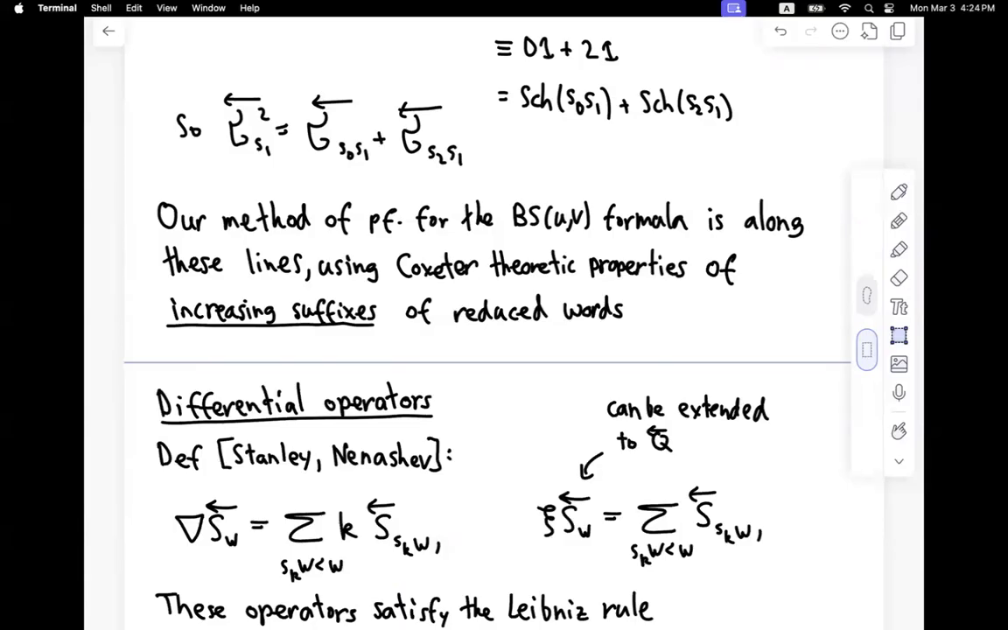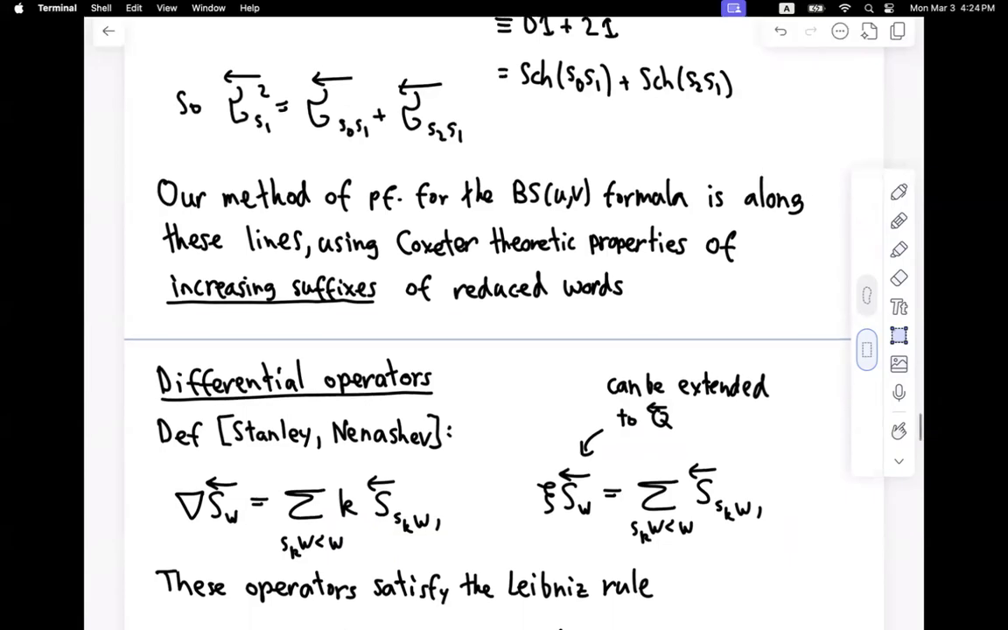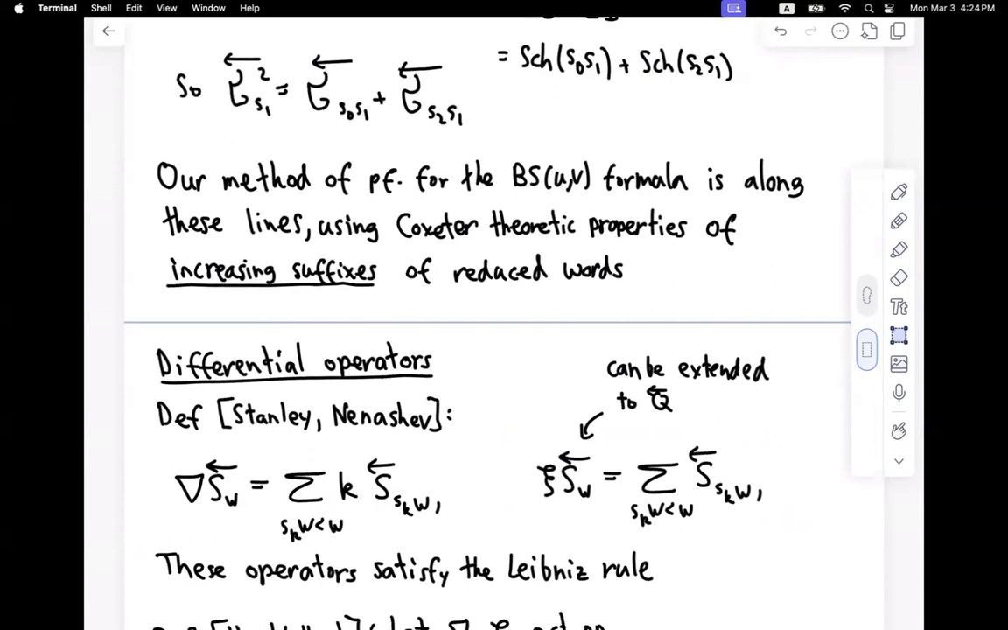So we just kind of divide on the left by any left descent S sub k. And then we multiply, in the case of nabla, by k. For xi, we do exactly the same thing, except we don't multiply by k. And xi actually can be extended from the ring of back symmetric functions to the ring of back quasi-symmetric functions. And these operators, as Stanley and Nenashev proved, satisfy the Leibniz rule.